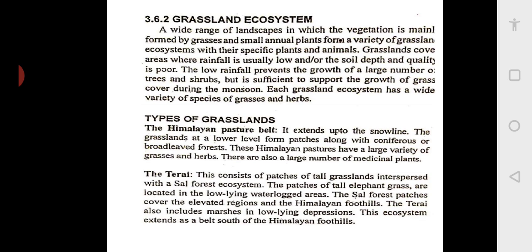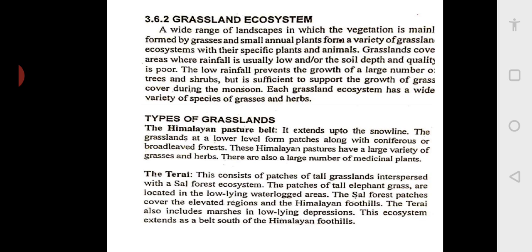Grassland covers areas where the rainfall is usually low and the soil depth and quality is poor. The depth of the soil is poor, so you are not able to grow trees there. Only small annual plants and small grasses grow, because only the top surface is fertile.